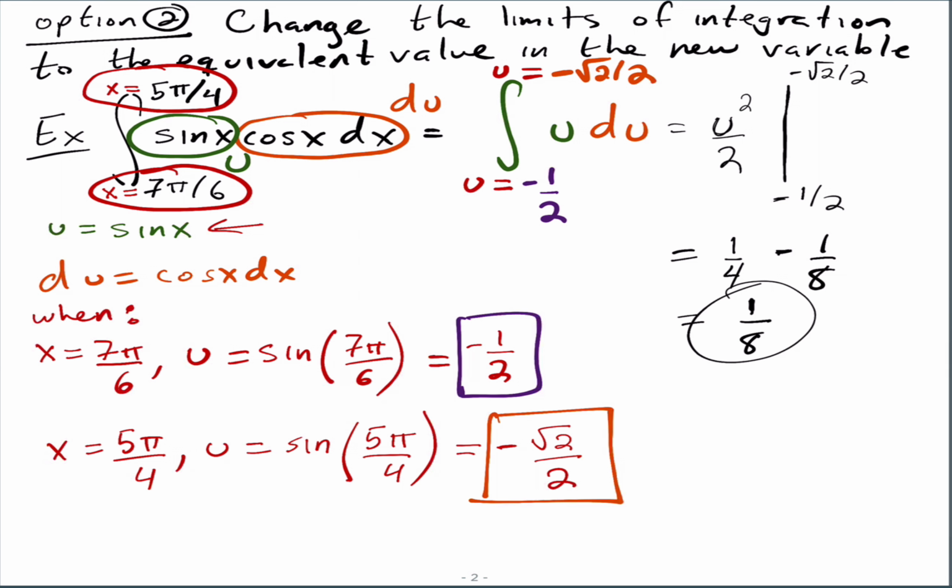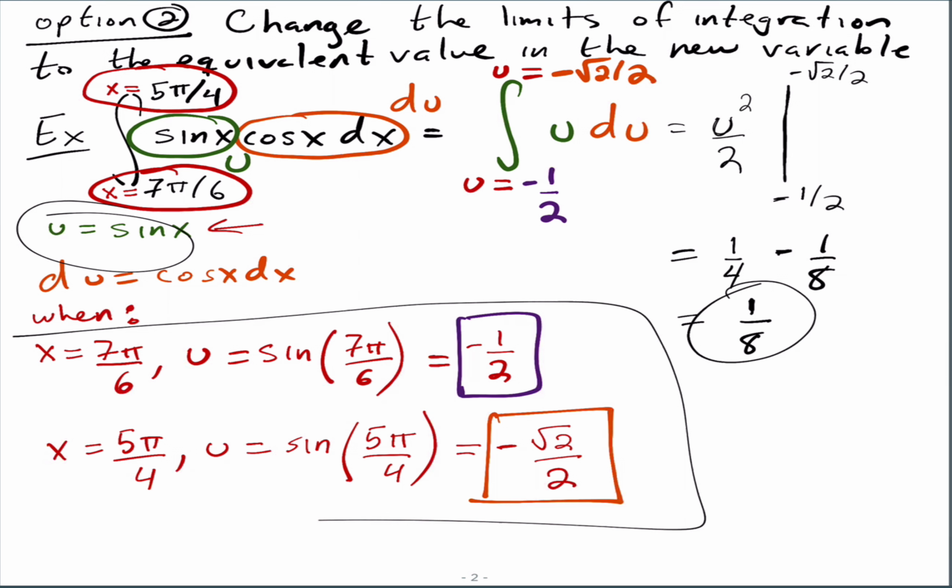So the nice thing about this is we don't have to go back to our substitution, which was sine of x, right? So instead of going u and then, okay, now let's go back to what u equals, which is sine x, and then plug in 7 pi over 6 and 5 pi over 4. Instead, you just plug them in on the side here, right? And then you can just stick with u to the end.